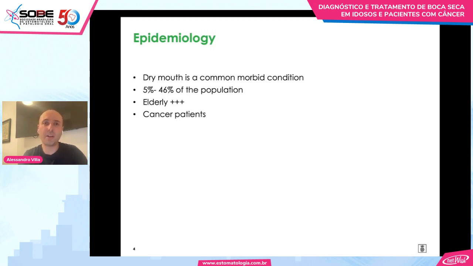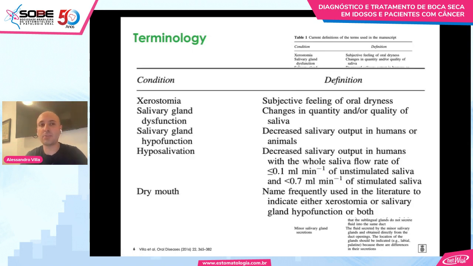There are different causes for dry mouth in patients affected by cancer. The definitions are really important because depending on the definition of dry mouth, there are different therapeutic options. As you can see here, we can talk about xerostomia, or true salivary gland dysfunction or hypofunction, dry mouth in general, and there are many, many other definitions. But for the purpose of today's presentation, I'd really like to focus on two.